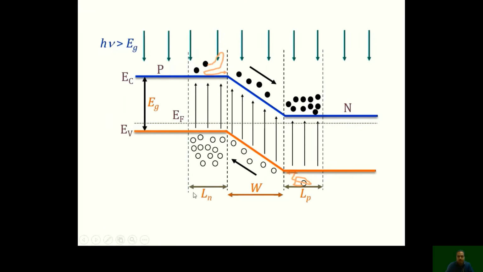The distance is up to Ln and Lp, which are called the diffusion lengths of the electrons and the holes. After this distance, the electrons and the holes recombine, and we cannot collect them across the contacts at the p terminal and the n terminal. So the total width that is of our significance is Ln plus W plus Lp, where W is the depletion width. Ln and Lp are the corresponding diffusion lengths.